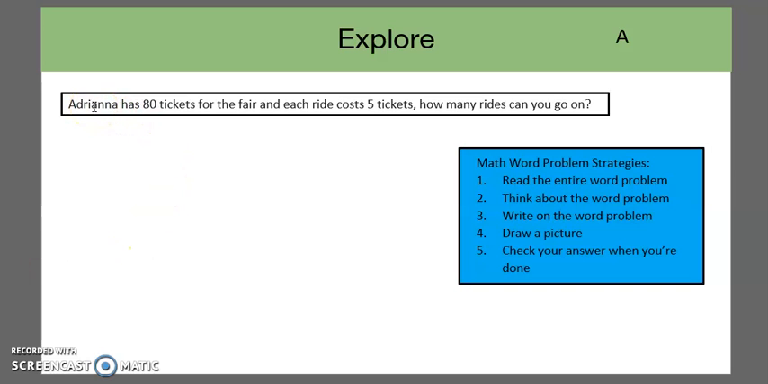In this problem, we see that Adriana has 80 tickets for the fair, and each ride costs 5 tickets. How many rides can you go on? So here, pause the video, work through the problem, and see how we can solve it. Think about what operation we would need to use. Do we need to use addition, subtraction, multiplication, or division? I'm going to go to the next slide.